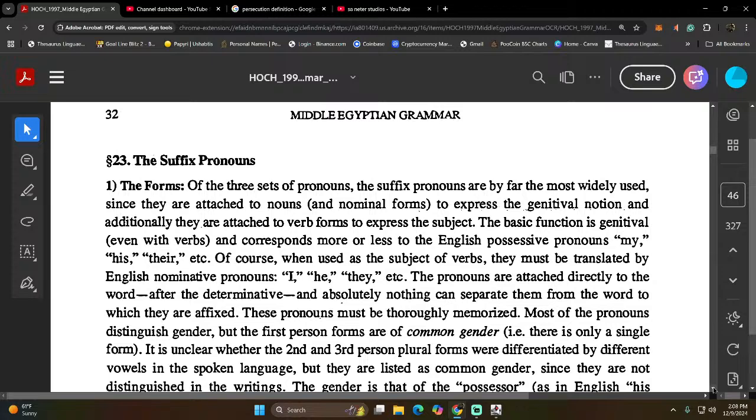It says even with verbs, it corresponds more or less to the English possessive pronouns my. I don't know if I said possessive earlier, but that's what I think I did. My, his, their, etc. Of course, when used as subject of verbs, they must be translated by the English nominal pronouns I, he, they, etc. The pronouns are attached directly to the word after the determinative, and absolutely nothing can separate them from the word which they are affixed. So let me give a quick example of that so we can chill.